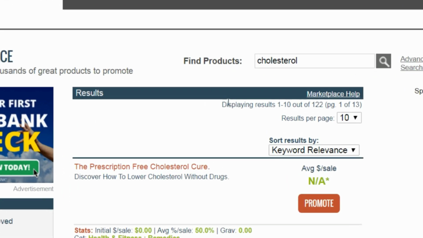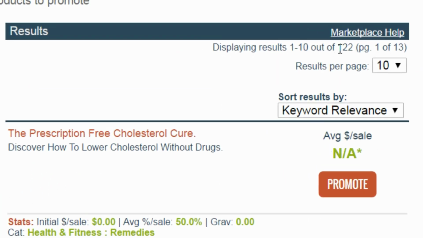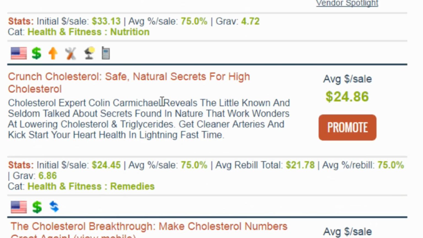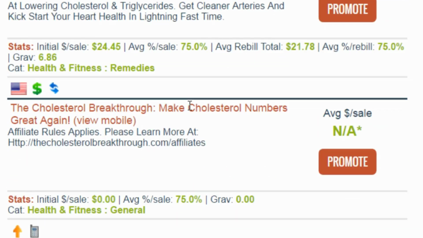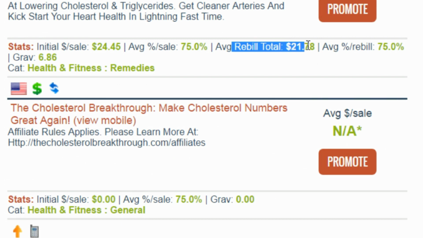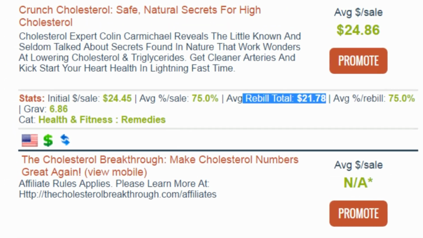So out of this, we can see there's 122 products, which is a good thing. That means that we have enough products that we could potentially sell. And as you can see here, the initial sale is $24.45, and that means that you're going to get that amount of money. And some of these have rebill. So some of these have recurring membership sites attached to it.